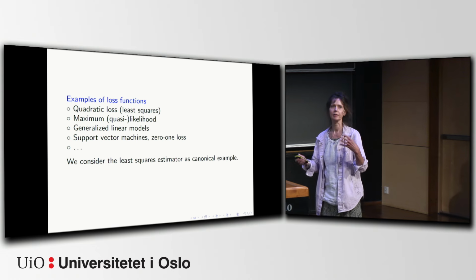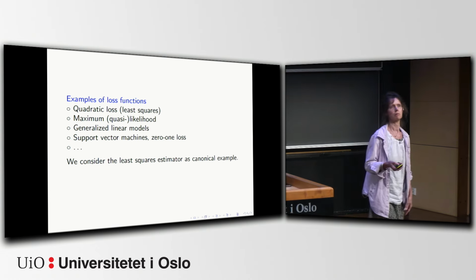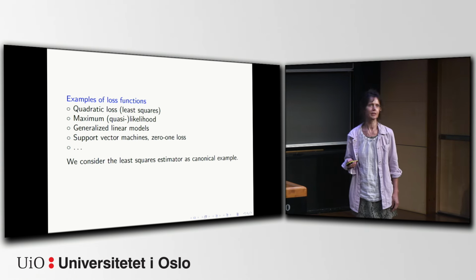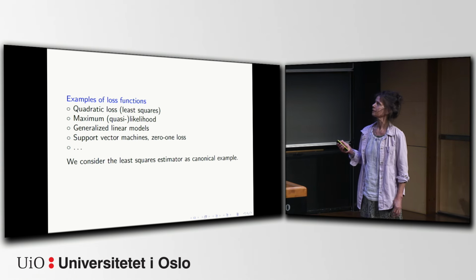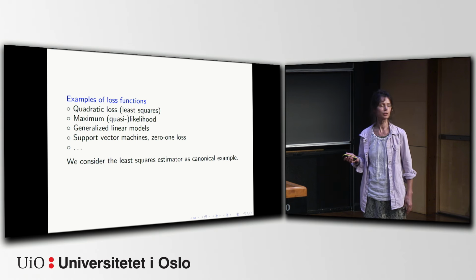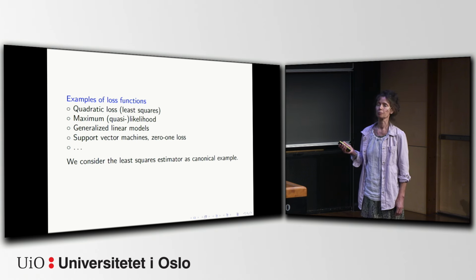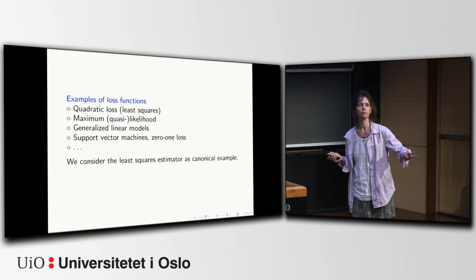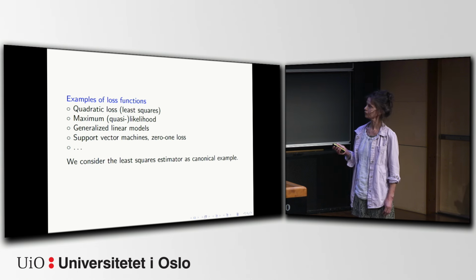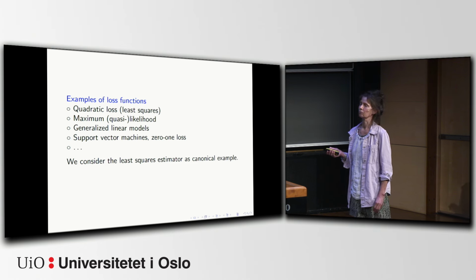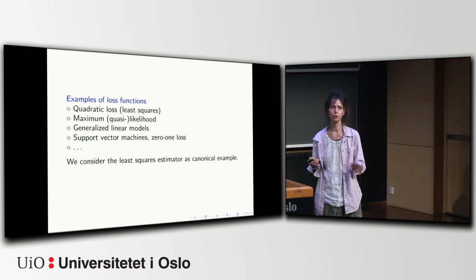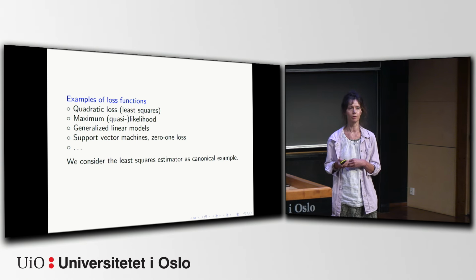Of course, this marrying thing is just not a serious example. So in statistics, there are loss functions all over the place, and maybe you know the least squares method, least quadratic loss. If you do maximum likelihood, that is a minus log likelihood loss function. Generalized linear models, support vector machines, and whatever kind of loss functions you use for classification and so on.